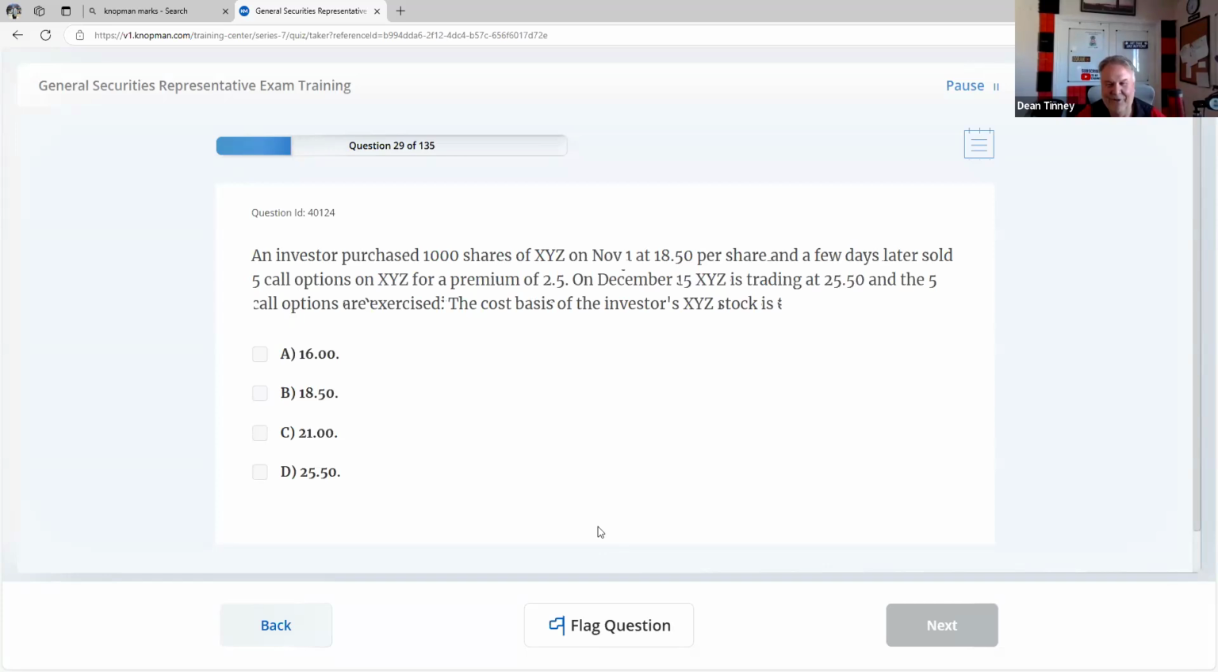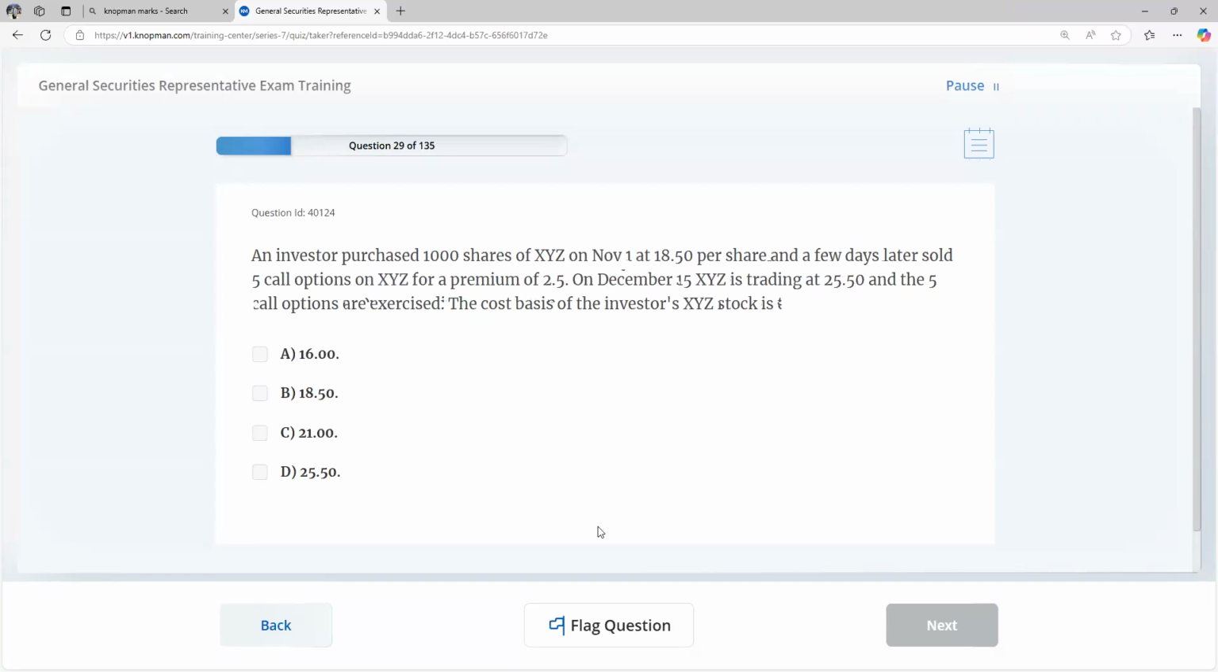An investor purchased 1,000 shares of XYZ on November 1st at $18.50 per share. A few days later, you sold five call options at a premium of 2.5. On December 15th, XYZ is trading at 25.50 and the five call options are exercised. The cost basis of the stock is, this is a tough one. Okay. Purchases 1,000 shares on November 1st at 18.50. Sold five call options with a premium.